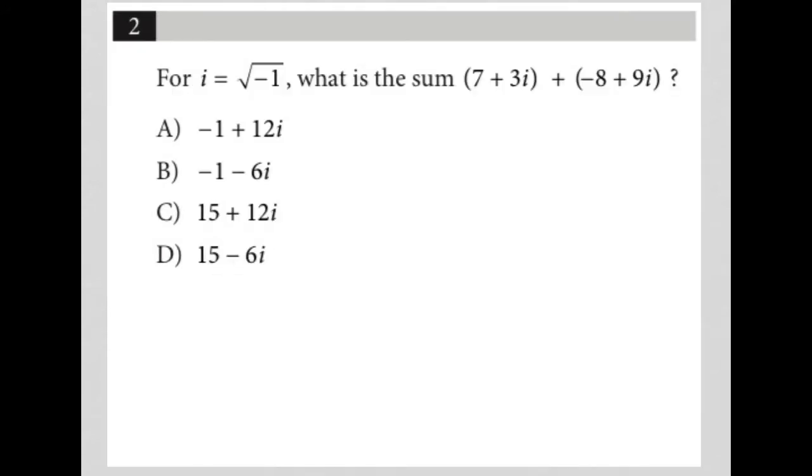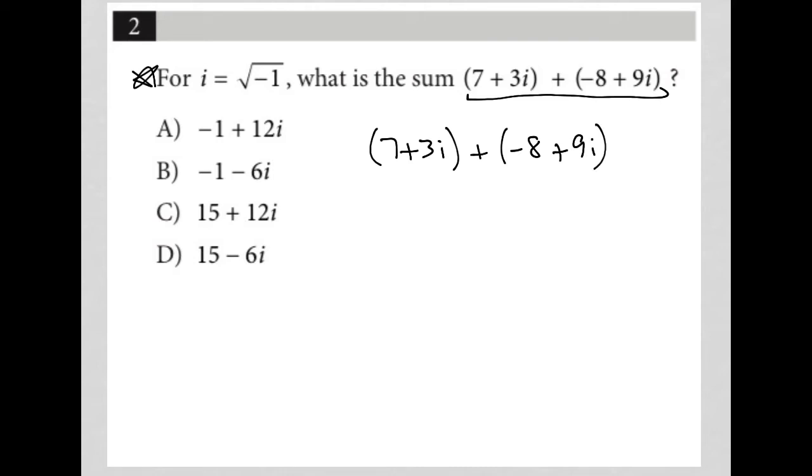The next question, again, we see that it's short, and in this case, we have an expression. So I'm going to take that expression, 7 plus 3i plus negative 8 plus 9i. Again, because I already know this is a simplify question, I'm going to get straight to simplifying. So I have like terms. I have 7, and I have minus 8. 7 minus 8 is negative 1. I have 3i, and I have positive 9i. 3i plus 9i is 12i. So there's my simplified version.